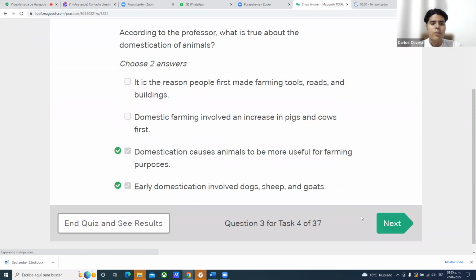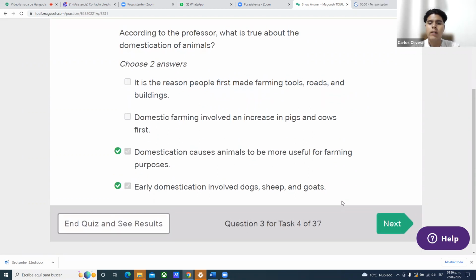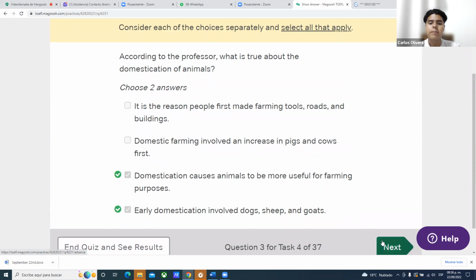What about the third option? According to the professor, what is true about the domestication of animals? And in this case, the correct answers were the fourth and the third one. I think that you got it pretty well here. Domestication causes animals to be more useful for farming purposes. He mentioned this, right? That dogs were actually not used just to herd animals, but to hunt them, to eat them. But because of domestication, they learned that their correct function with humans was just to protect humans and not to eat animals. And for early domestication in dogs, sheep, and goats, this was also mentioned, right? That these were the first animals that were trained and included in domestication.